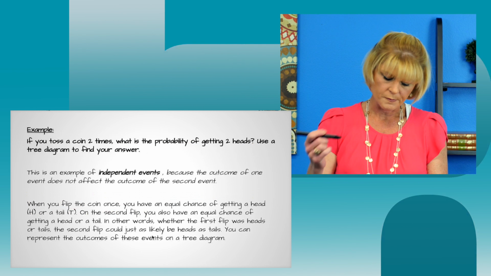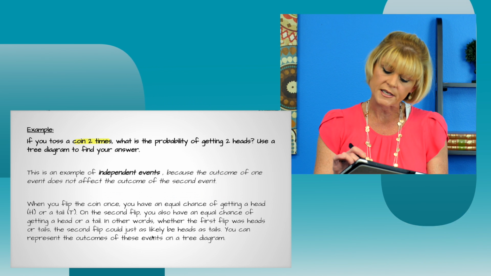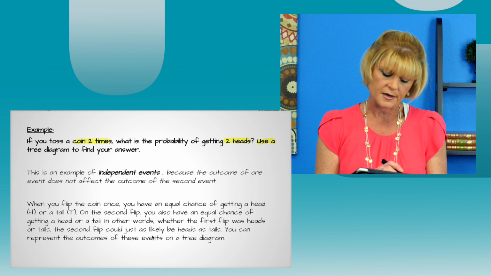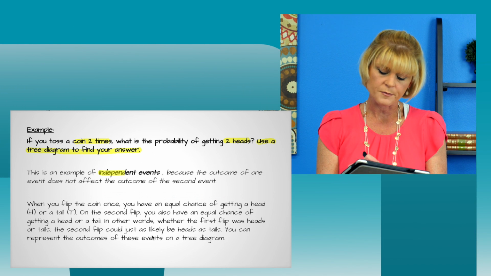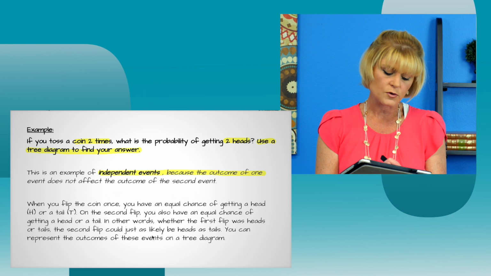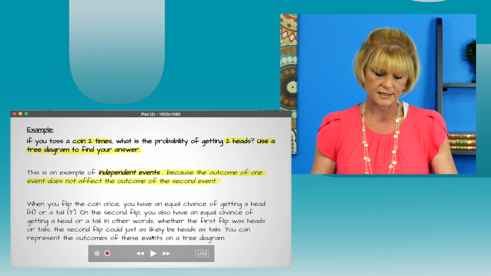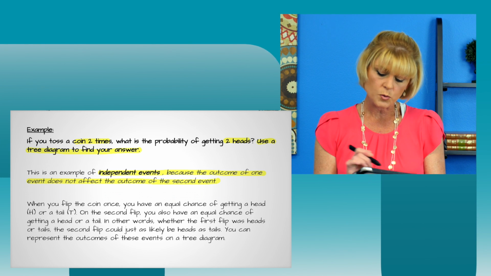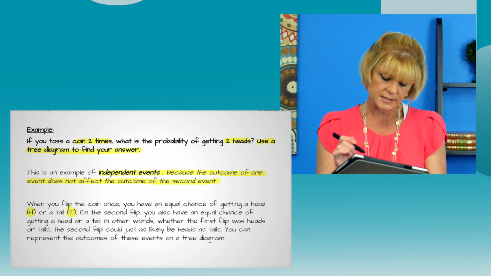Let's look at an example. If you toss a coin 2 times, what is the probability of getting 2 heads? This question asks us to use a tree diagram to find our answer. Now, this is an example of independent events because the outcome of one event does not affect the outcome of the second event. So when you flip the coin once, you have an equal chance of getting a head or a tail, which we'll call H and T.